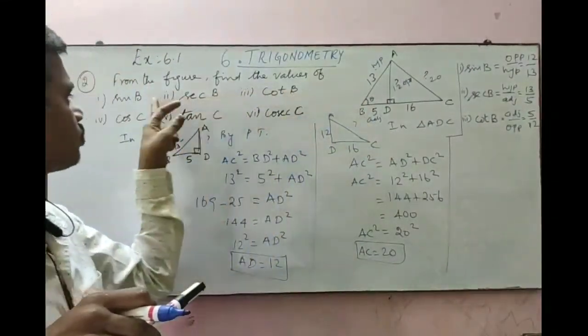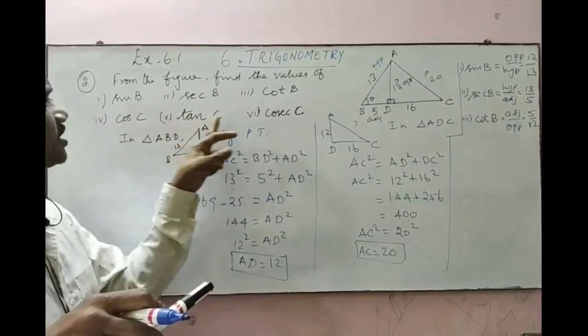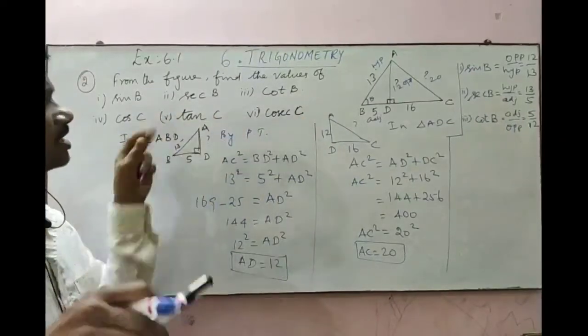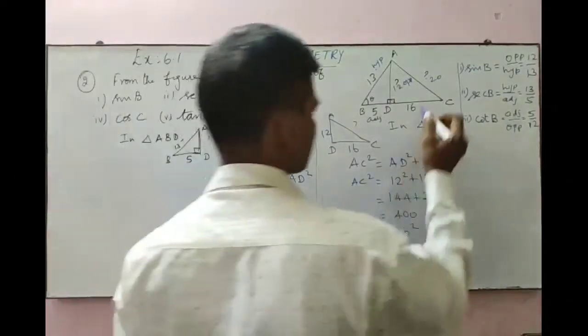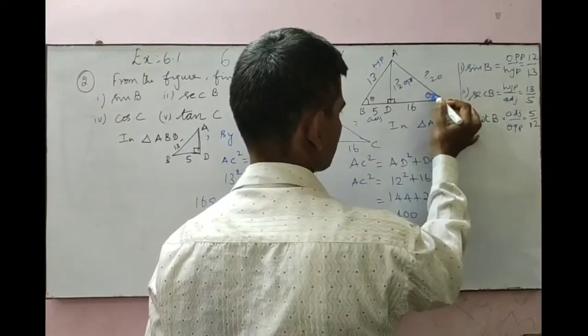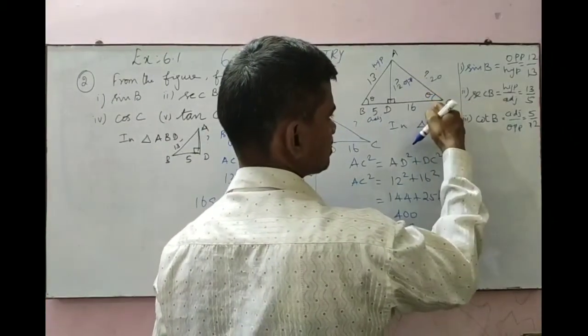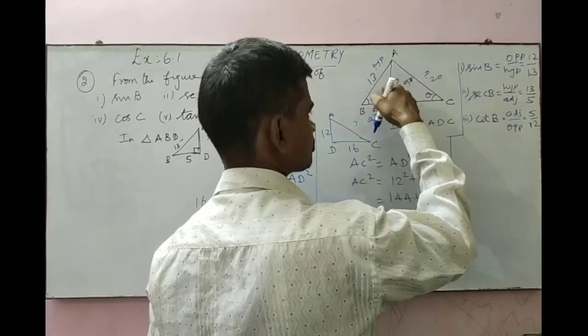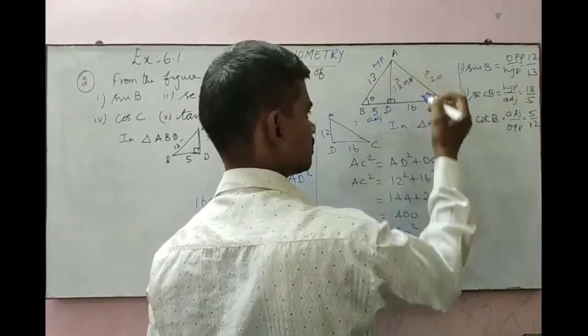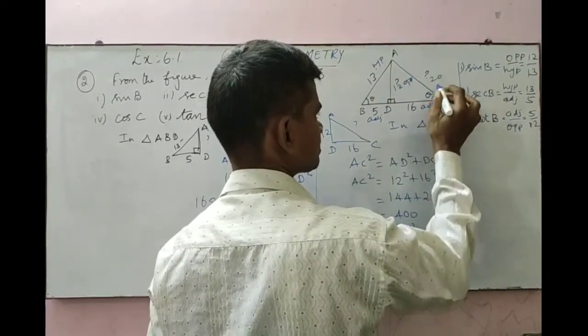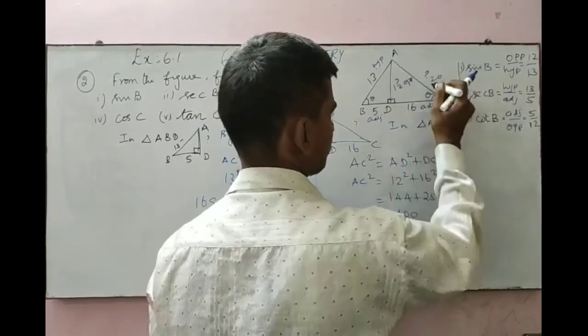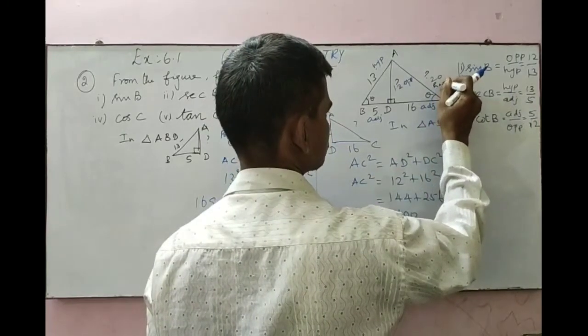In the first three, they give B as theta. Next one, C is theta. If C is theta, they are asking for the values. If C is theta, this side is opposite, this is considered the adjacent side, and this is the hypotenuse. 20 is the hypotenuse.